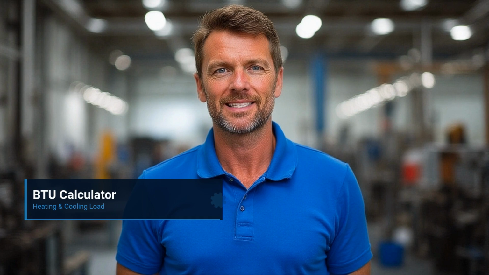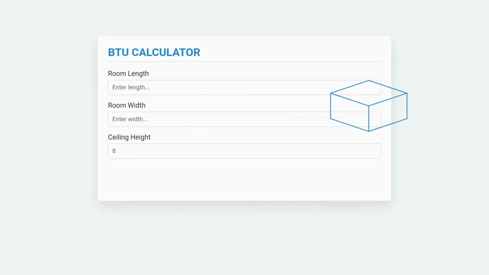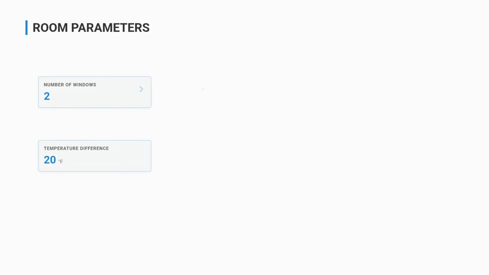This is the BTU calculator for heating and cooling load, which determines the thermal capacity needed to maintain comfortable temperatures in any room. Let's walk through each input field. First, enter the room length in feet and room width in feet. Next is ceiling height in feet, which defaults to 8. For number of windows, enter how many windows are in the room, starting at 2 by default.